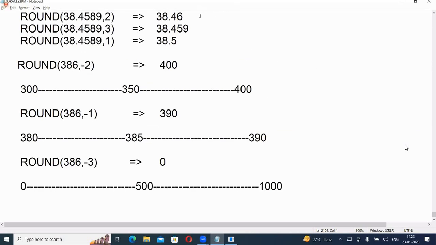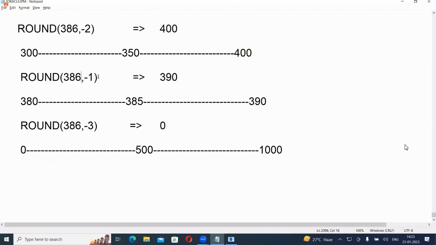Sir, plus 2 means what? Plus 2 means 2 decimals. Minus 2 means hundreds. Plus 2 means decimals. The number is rounded to 2 decimals, 1 decimal, 3 decimals, like that. But minus 2 means hundreds. Minus 1 means tens.